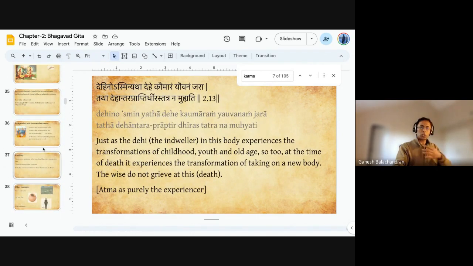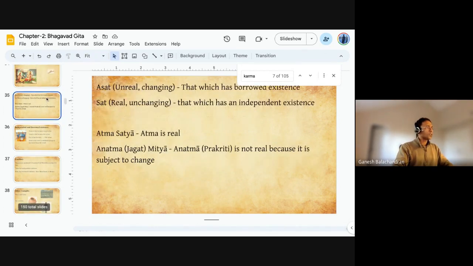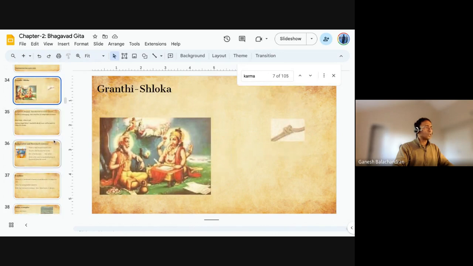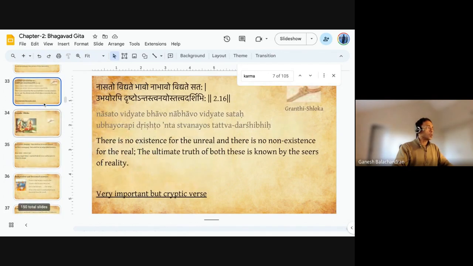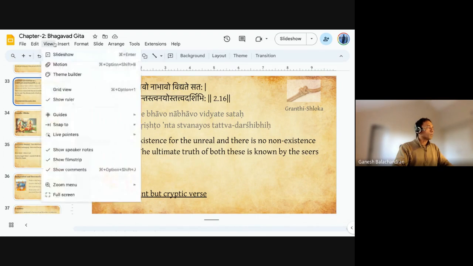So Krishna starts talking about the Atma, different aspects of the Atma. Yesterday we saw a very important, a naughty shloka. You can think it is Naughty or Knotty, a knotted verse.